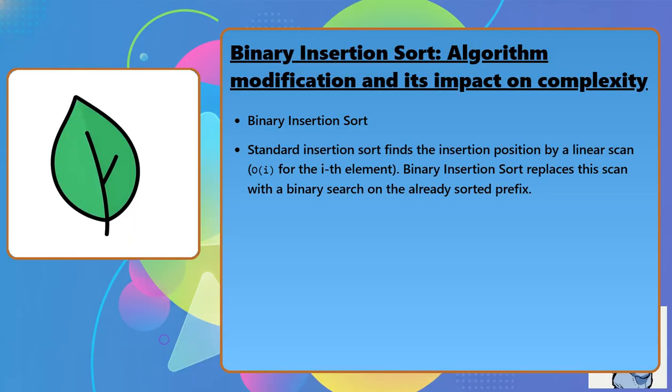Standard insertion sort finds the insertion position by a linear scan, O of i for the ith element. Binary insertion sort replaces this scan with a binary search on the already sorted prefix.